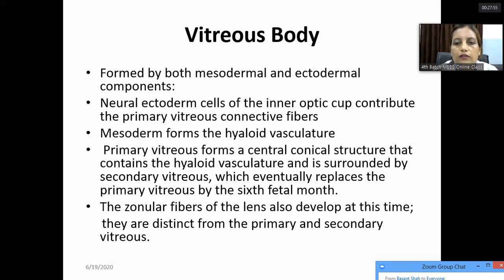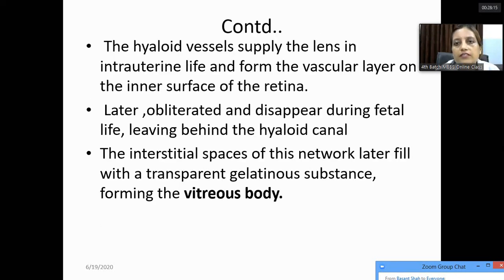And the zonular fibers of the lens also develop at this time. So they are distinct from the primary and secondary vitreous. So you just remember that the vitreous is developed from both mesoderm and ectoderm, and they have the vascular pattern which is primarily replaced by the secondary. The hyaloid vessel supplies the lens in intrauterine life and forms the vascular layer of the inner surface of the retina.